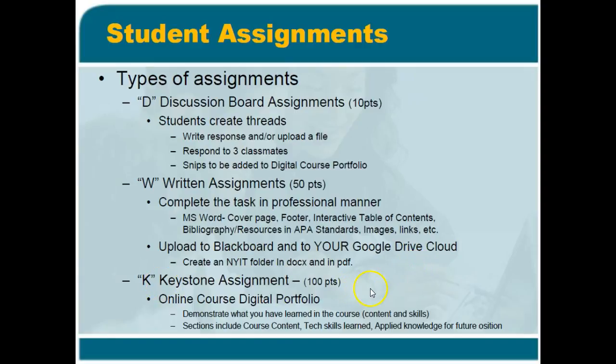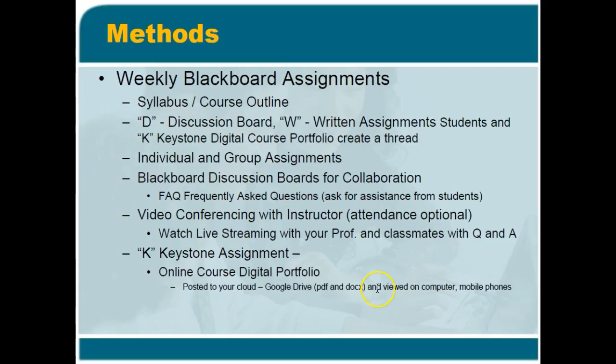Now, the keystone assignment is a summation of the D assignments, the W assignments, and it will be put together. You'll notice that I'm giving 10 points for discussion boards and 50 points for each of your writing assignments, and the keystone assignments will be 100 points.